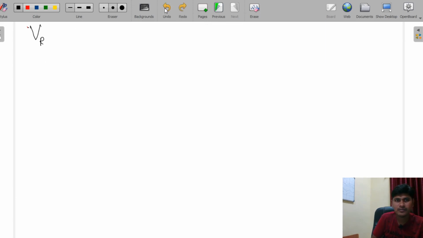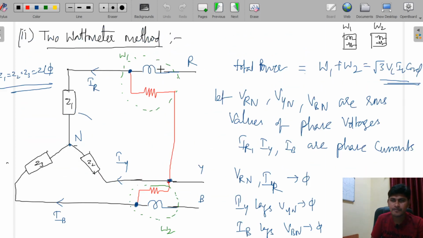Let us write over here VRY and VBY. VRY is the voltage between these two points. Voltage VRY means voltage at R with respect to Y. Voltage at this point with respect to this point is VBY.